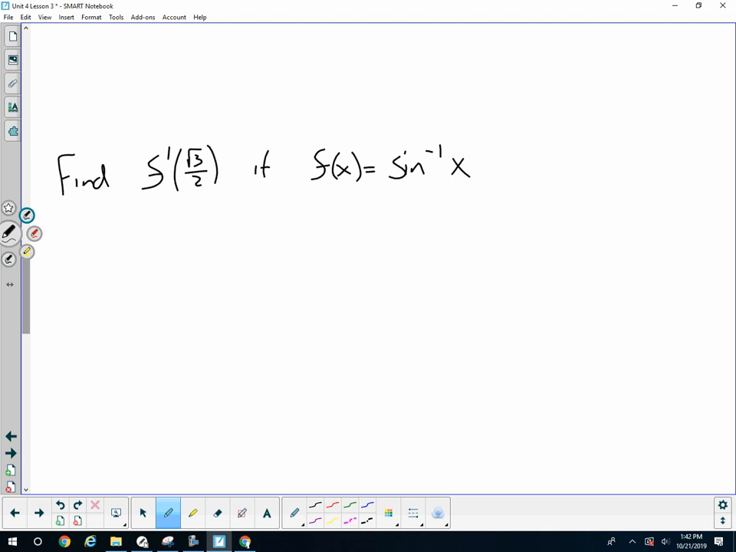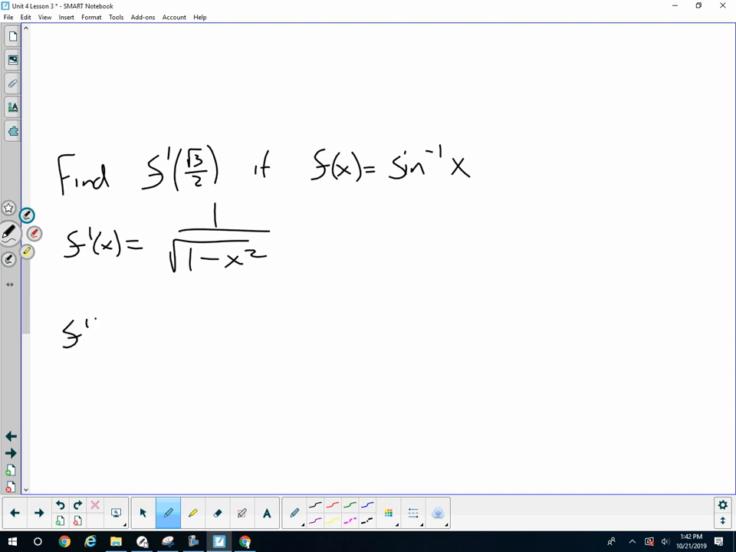Let's talk about this. Okay? Find f prime at root 3 over 2. I'll show you how you can do this 2 different ways. First way, which I actually consider the easier way, is using the inverse derivative formula, 1 over root 1 minus x squared. Now, this is easy if you have it memorized correctly. If you don't have this memorized correctly, this is not easy.